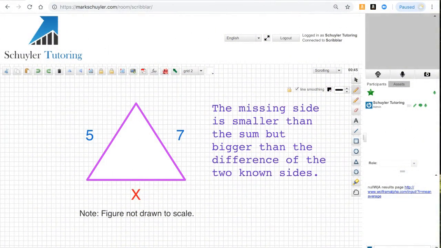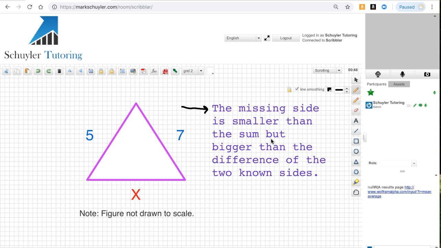Okay, so here we have a whole new situation. As promised, I have written out the definition or the explanation for the triangle inequality theorem: that this missing side down here has to be smaller than the sum but bigger than the difference of the two known sides. Notice the alliteration: missing side, smaller than the sum. I've definitely used all those S's to help me remember the triangle inequality theorem.